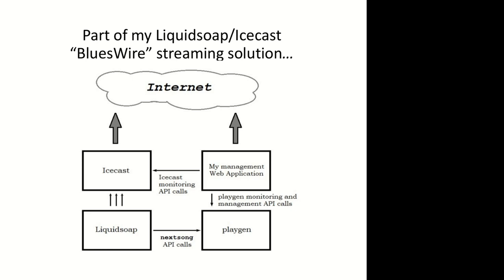Every time that it wants to select a new song for the next song to play, Playgen will provide that, and I'll show you an example later on. And then I have my own web application, which is like my own personal portal where I manage my data servers, and I can see all the status because I'm also calling the API calls in Playgen there.